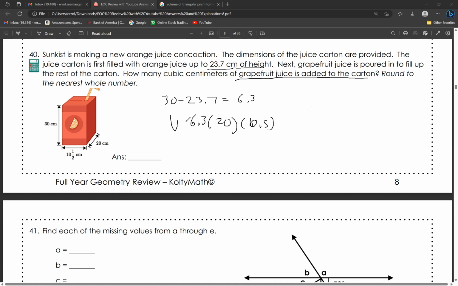Volume is that and whatever that works out to be. I got 1323. 1323, and the unit should be centimeters cubed, since they ask how many cubic centimeters of grape juice are poured in to fill up the rest. That's a high number, you don't know? Check the answer on that one.